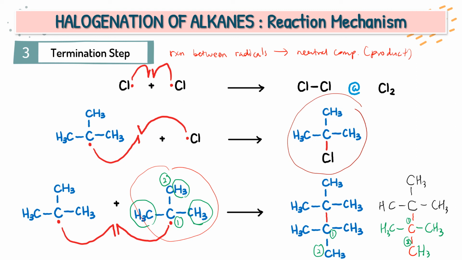Kemudian alkane radical react dengan chlorine neutral. Okey, termination step, radical react dengan radical untuk hasilkan neutral compound. Ada 3 step dekat sini. 1, 2, 3.